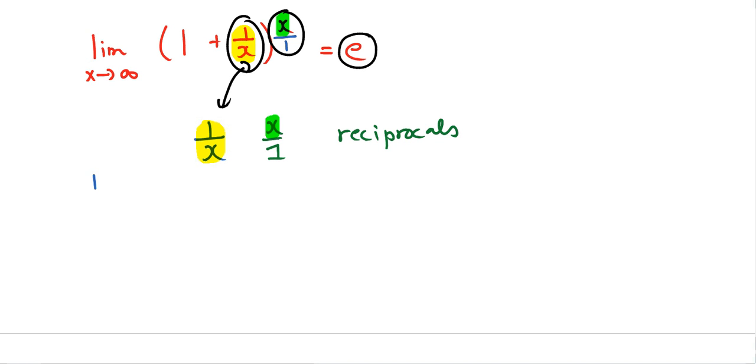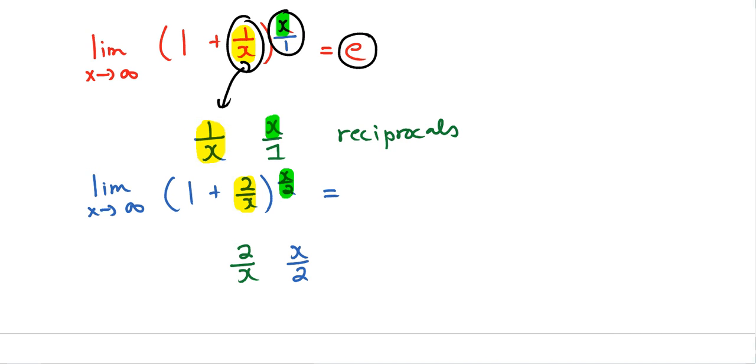Okay, so let's take a look here. If you have something like this, the limit as x approaches infinity of 1 plus 2 over x to the power of x over 2, and if I ask you what does this limit equal to, well, first of all, just highlight your second term there, which is 2 over x. I'll rewrite that below here, and then highlight your exponent, which is x over 2. Now, are these reciprocals here? And the answer is yes, they are reciprocal. So as long as you have a reciprocal with your second term and your exponent, the answer will always be e.